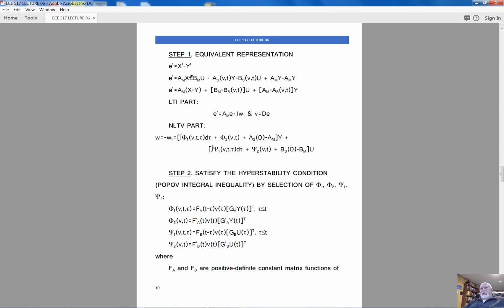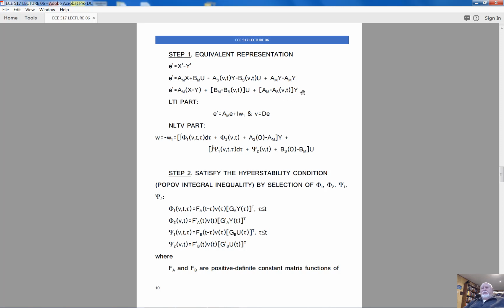So what we do, this is the derivative of the error. For the derivative of state vector x, we have this expression. For the derivative of state vector y, we have this expression. And then we will add am times y and subtract am times y. It's only done for the sake of algebra. And finally, we will get this expression.